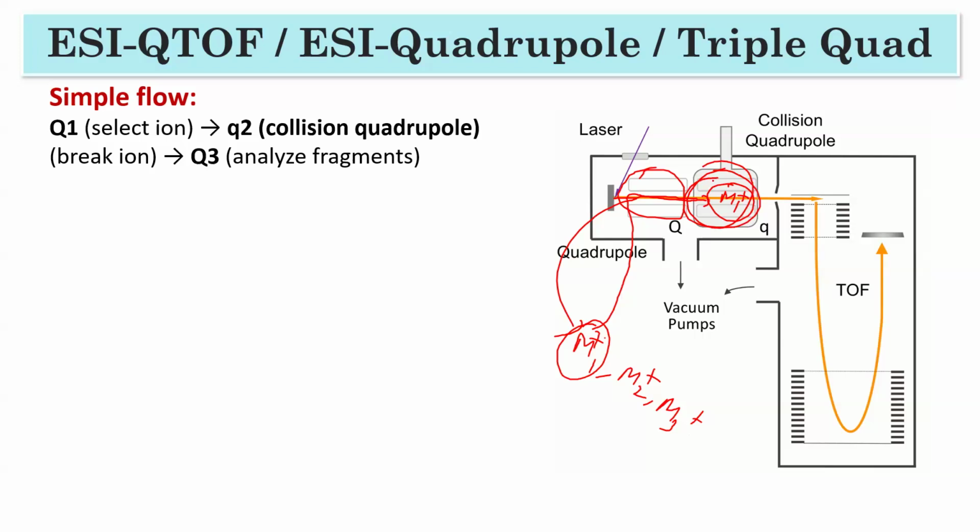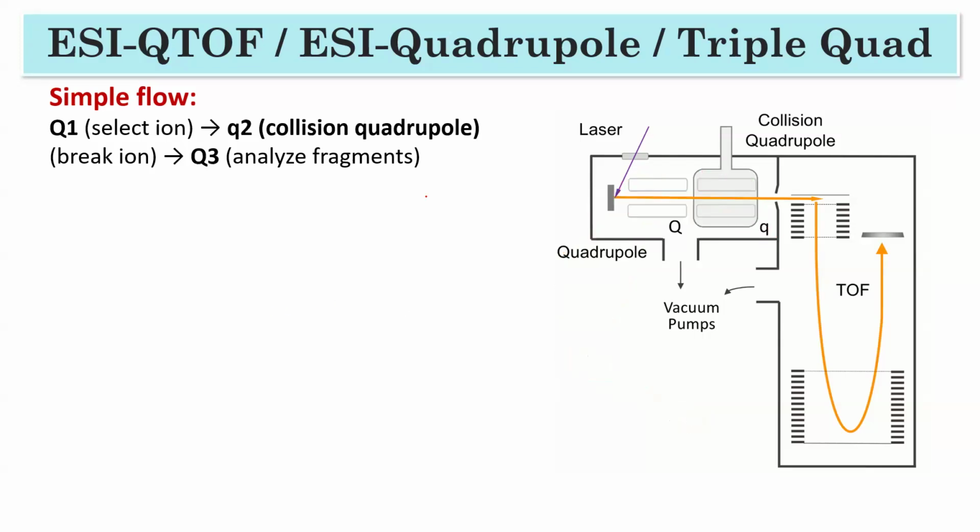In this second one, a small q, whenever it is written, means this is a collision cell. What do you mean by collision cell? In this mass analyzer, they have used a vacuum. So the molecular ion will not fragment.